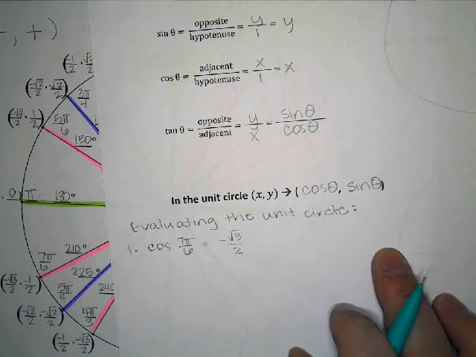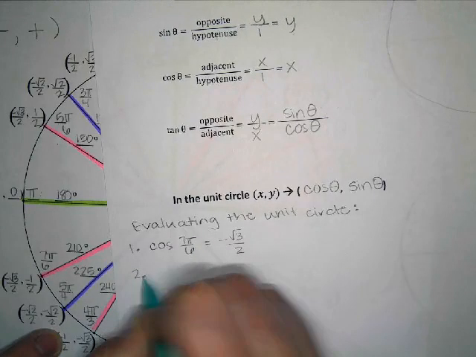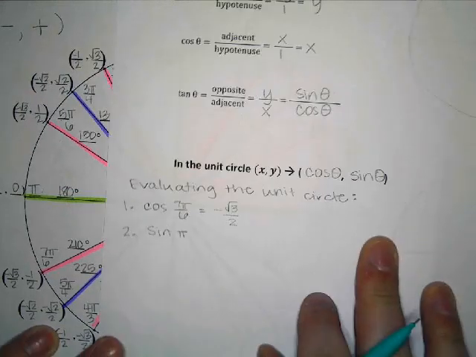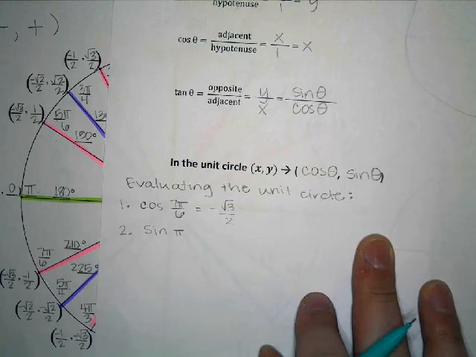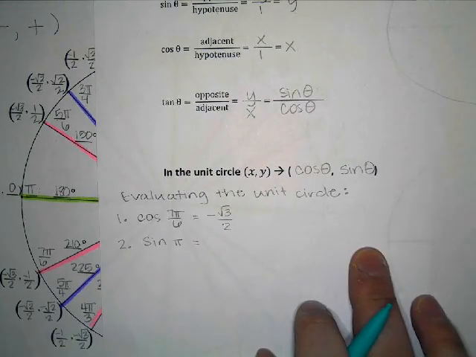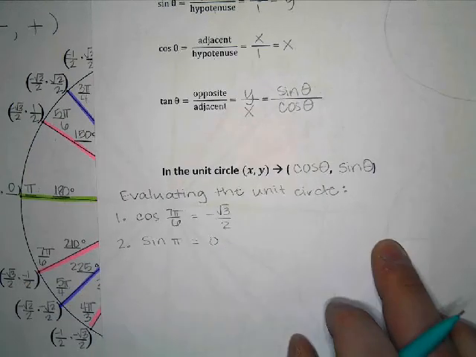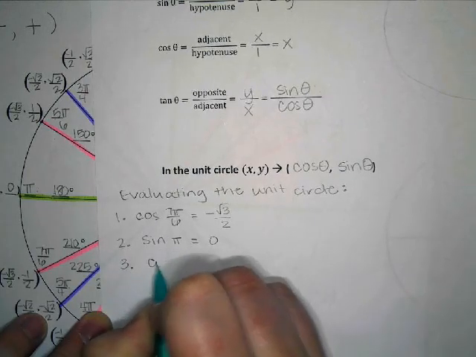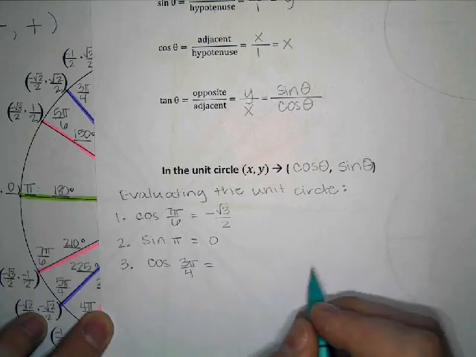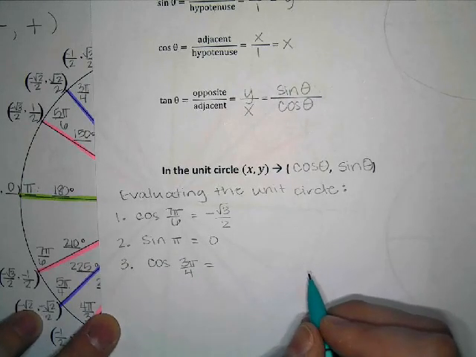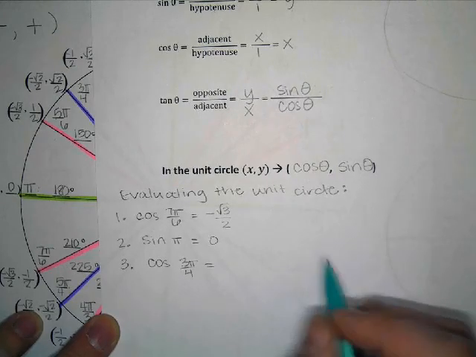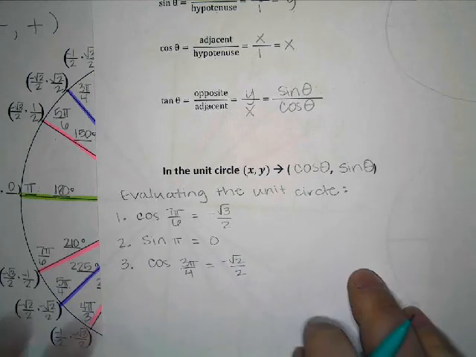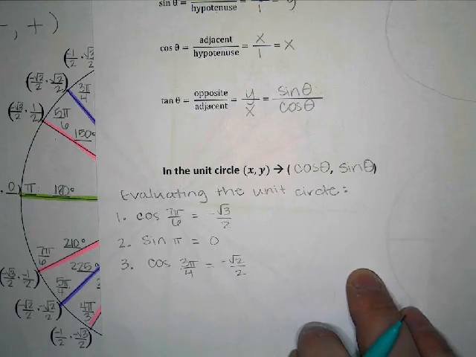Okay, for the next one, we're going to do sine of pi. So you're going to find pi, find the y-coordinate, and that is the answer. What is it? 0. Okay. For the next one, we're going to find cos of 3 pi fourths. What is cos of 3 pi fourths? Negative root 2 over 2. So we looked for 3 pi fourths on the unit circle. We looked at the x-coordinate. That was the answer.